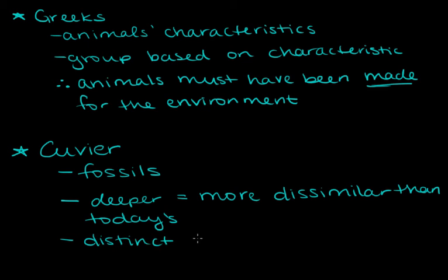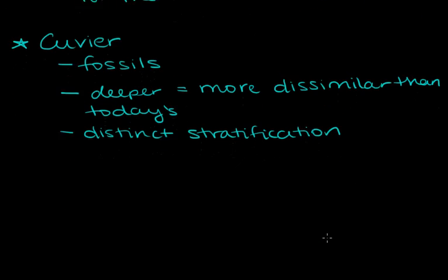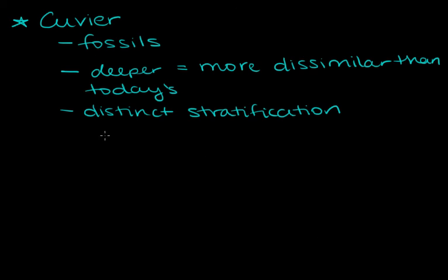So that means there are distinct lines and levels in these fossils as he's digging down. So, distinct stratifications. Oh goodness, me trying to spell, right? Oh, you poor students, sorry. So, we've got these fossils. The deeper we go, the more dissimilar they are, and we see these distinct stratifications.